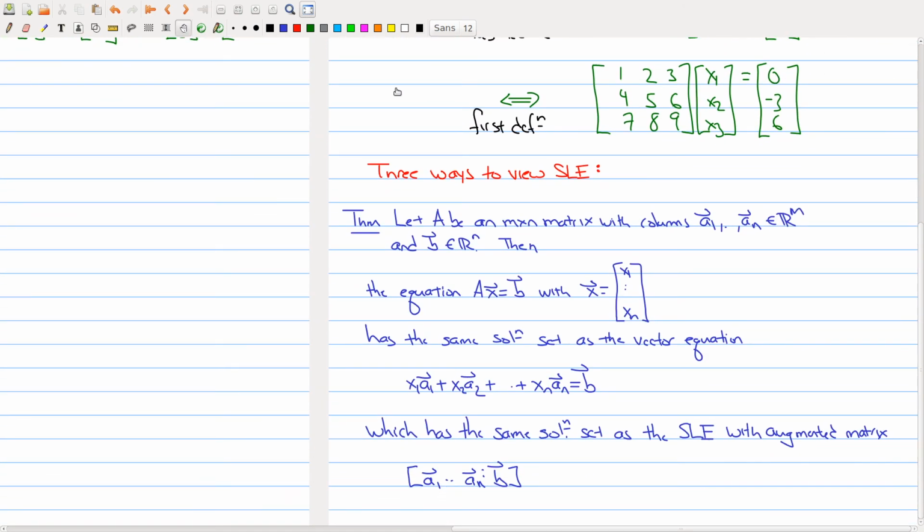To summarize, the following theorem kind of summarizes everything that we just talked about: there are three ways to view a system of linear equations. Let A be an m by n matrix with columns a1 through an in Rm and some vector b. Then the equation Ax equals b, with x going from x1 to xn, has the same solution set as this vector equation, which has the same solution set as the system of linear equations with this augmented matrix. So we have three different viewpoints of looking at a system of linear equations, and we want to be able to flip quite easily between these different perspectives as we move through the course.